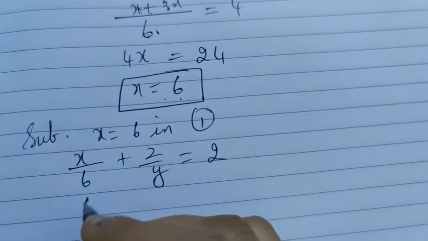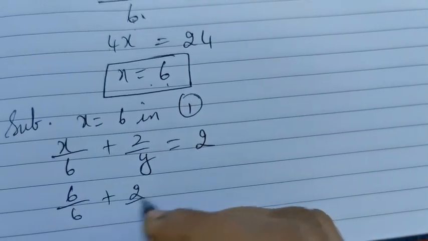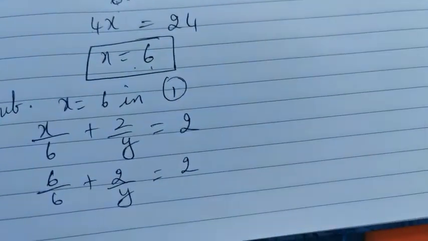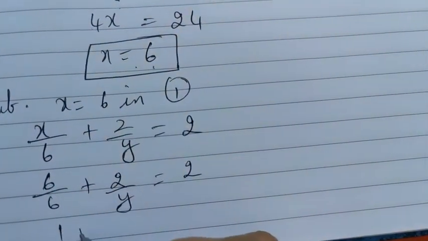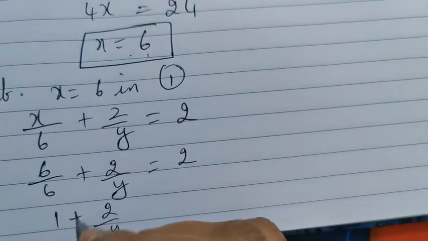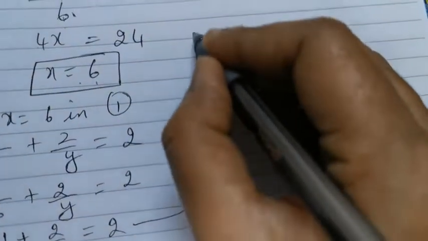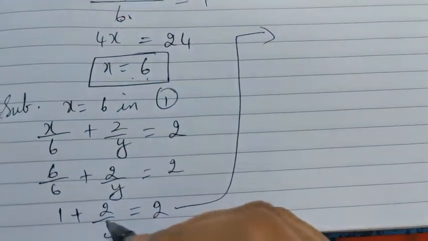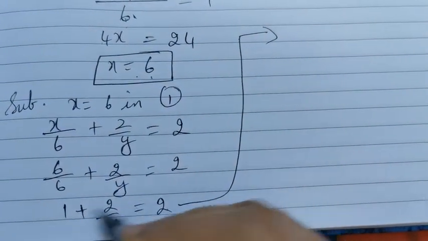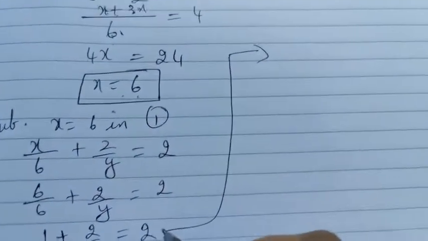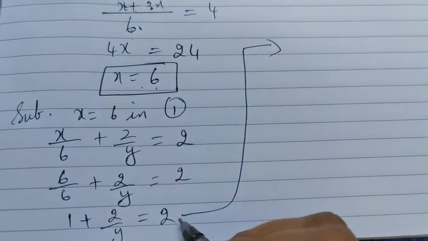Now x is 6. 6 by 6 plus 2 by y is equal to 2. Now 6 by 6 is 1. 1 plus 2 by y is equal to 2. So I am continuing it here. So 2 by y is equal to 2 minus 1. When 1 goes to the other side, it becomes 2 minus 1.